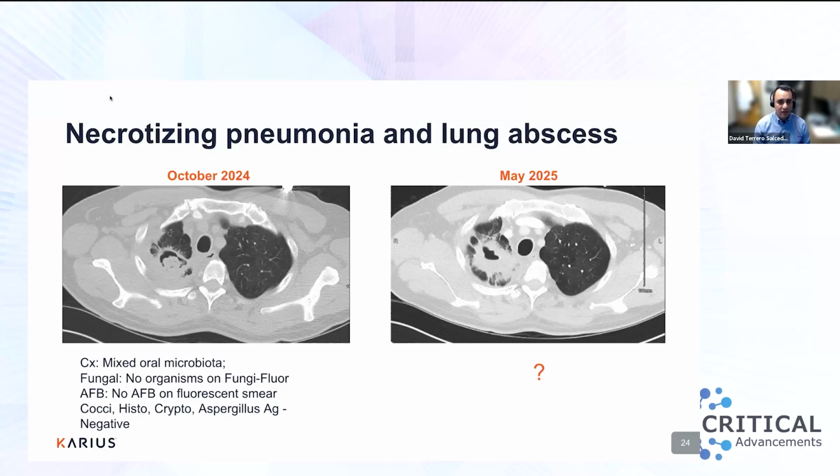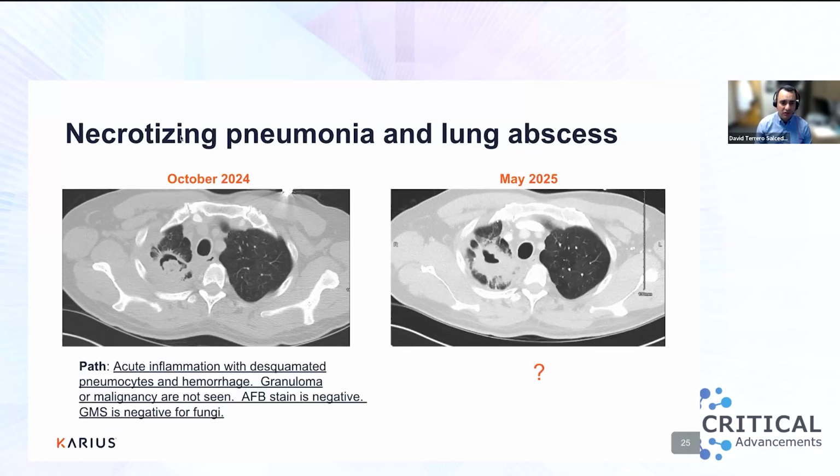Next slide. At this point, in someone who had TB, we always think that this could still be TB. That's always the notion that we have. But it was interesting because after multiple testing, traditional testing, molecular testing, and pathology, we did not come to a specific conclusion. It's very likely, of course, that this is just a chronic cavity, and this is just getting superimposed infection. The pathology did reveal acute inflammation with disseminated pneumocytes and hemorrhage. There were no granulomatous changes or malignancy. The AFB stains and fungal stains were negative.